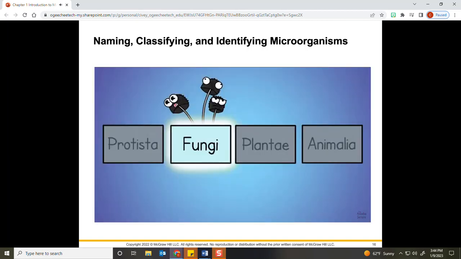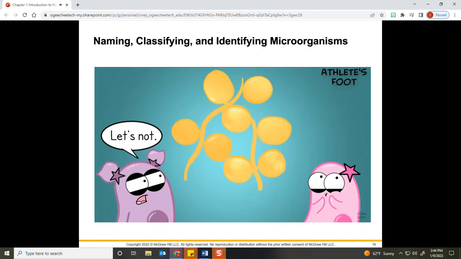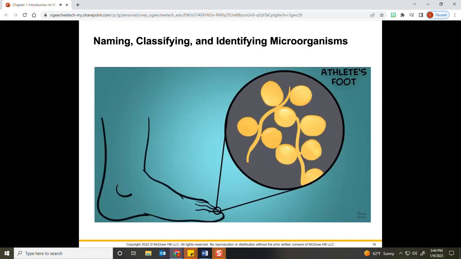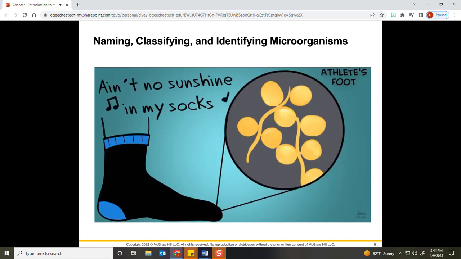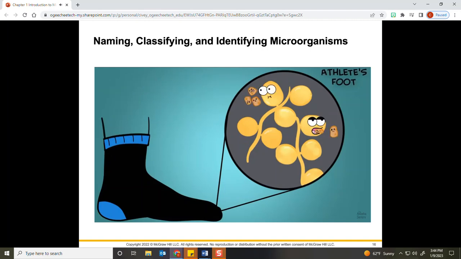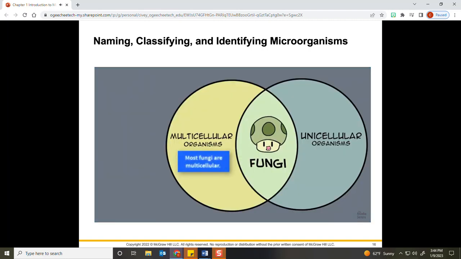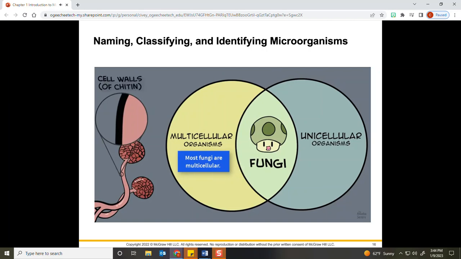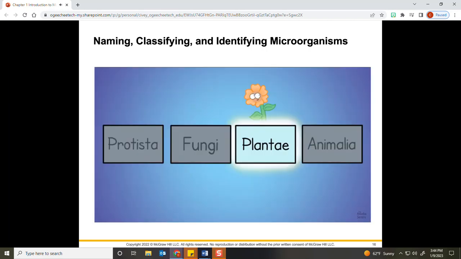Fungi are heterotrophs, so no photosynthesis for them. If that's hard to remember, just think about athlete's foot. It's a fungus on your foot, and it's not doing any photosynthesis there because that'd be really weird. Nope, it's there, causing irritation, eating dead skin cells. Fungi are usually multicellular, but they can be unicellular, and most of them have cell walls of chitin. It's a carbohydrate.